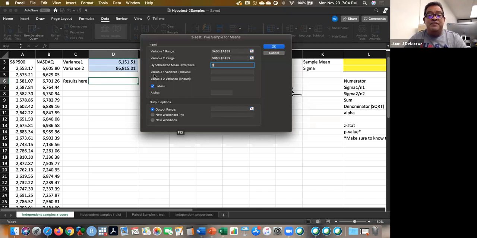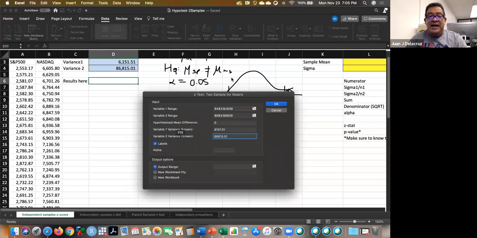Then it's asking me for the variable 1, the variance, if I know it. So in this case, I'm gonna use 6,151.51. And for the variance 2, I'm gonna say 86,815.01, right? So I almost have everything. So in this case, I have a 2-tailed test, so I'm gonna use an alpha equal to 0.05.